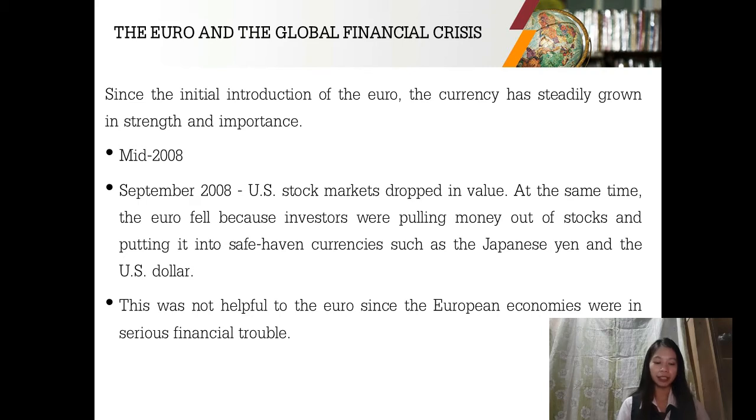However, after Lehman Brothers, the fourth largest investment bank in the US, with about 25,000 employees worldwide, filed for bankruptcy in September 2008, US stock markets dropped in value. At the same time, the euro fell because investors were pulling money out of the stock market and putting it into safe haven currencies such as the Japanese yen and the US dollar. This was not helpful to the euro since the European economies were in serious financial problems.